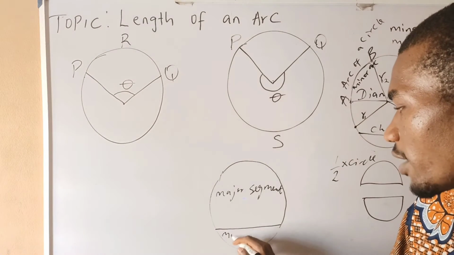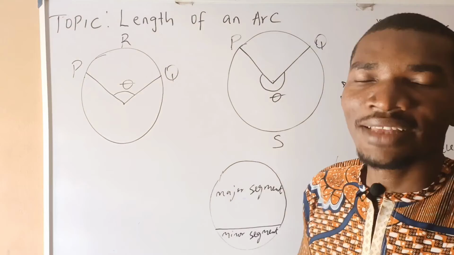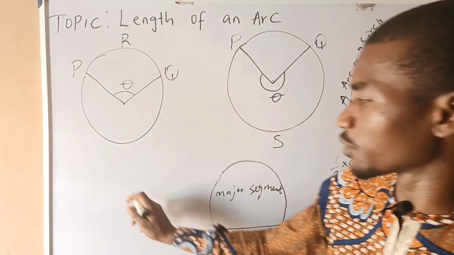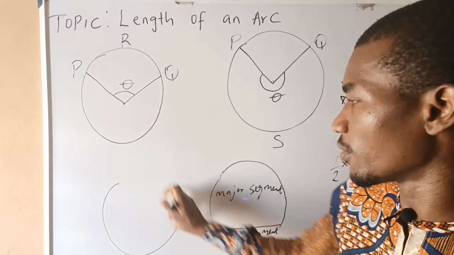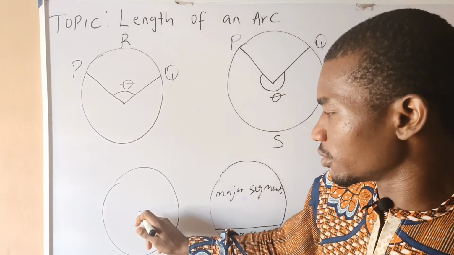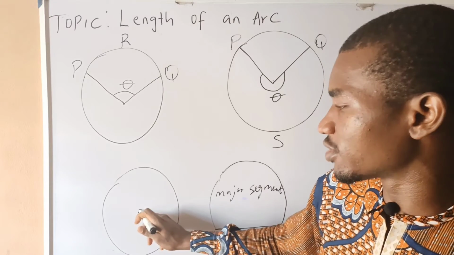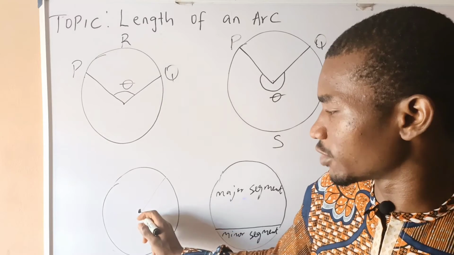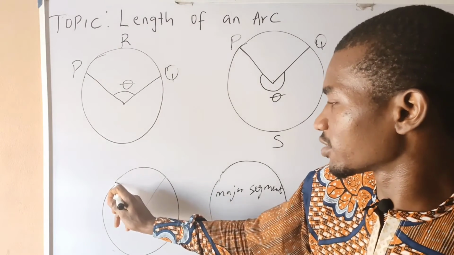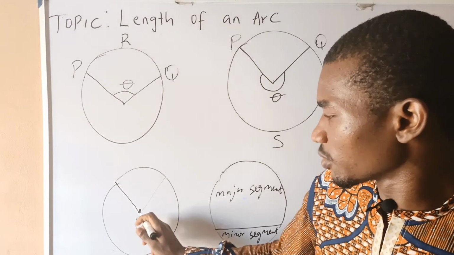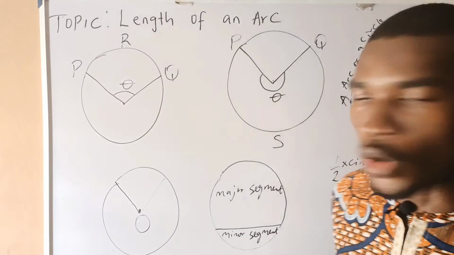Then the last element of a circle I would love to introduce to you is what we call the sector of a circle. Let me locate the center of this given circle with a point of this form. Then this is my first radius, and this is my second radius. Let me assume this center of the circle to be O.